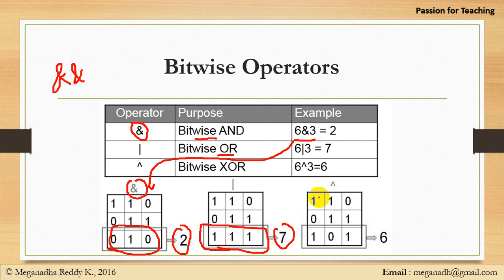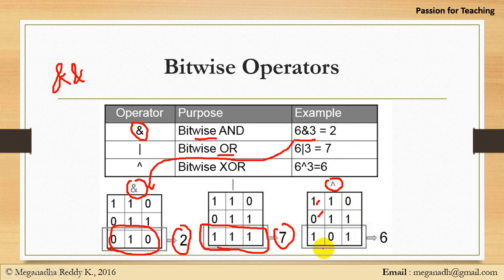Now the last thing is XOR. XOR is nothing but exclusive OR. Exclusive OR means one should be true and one should be false. That is called exclusive OR. Only then the result will be true. So true XOR false is true, true XOR true is false. Exclusive OR indicates that one must be false, one must be true.